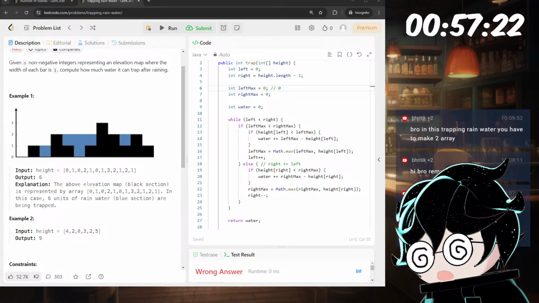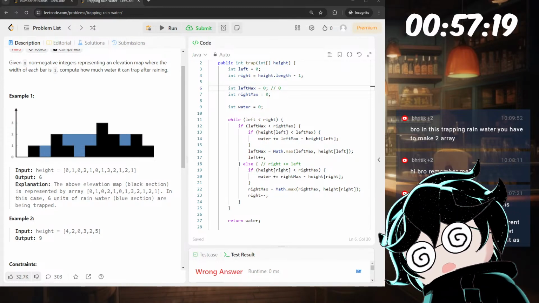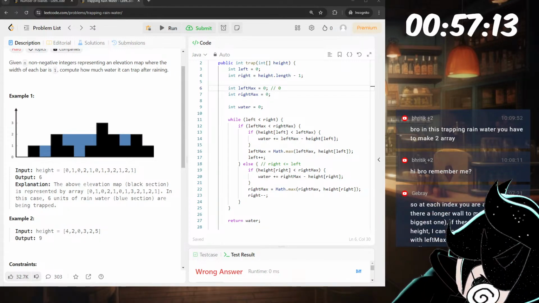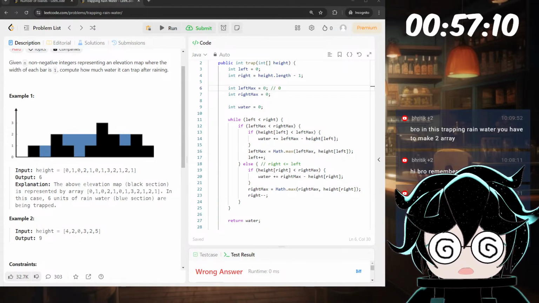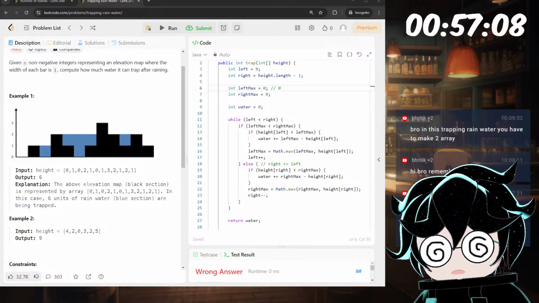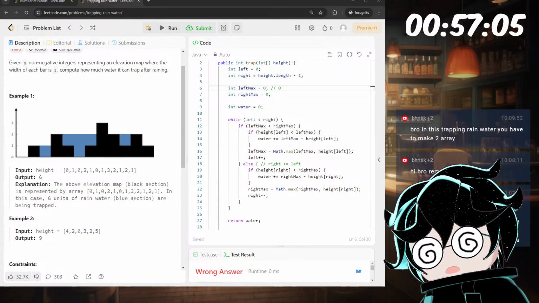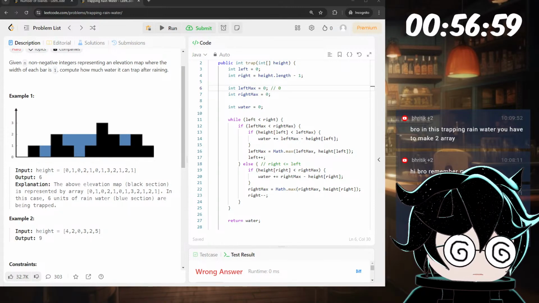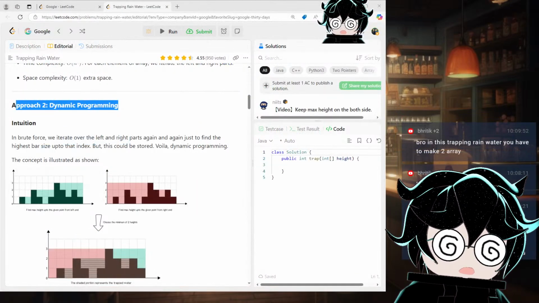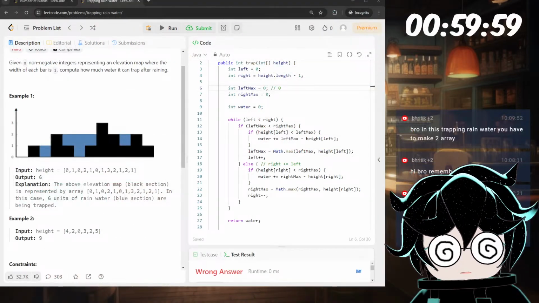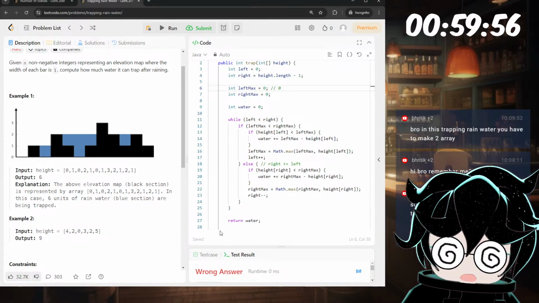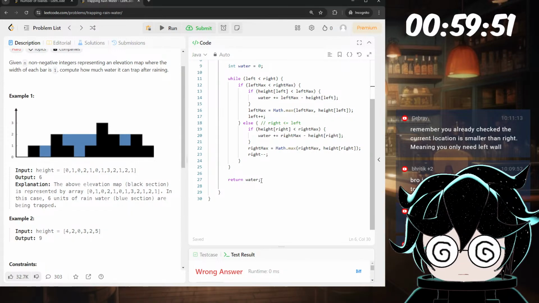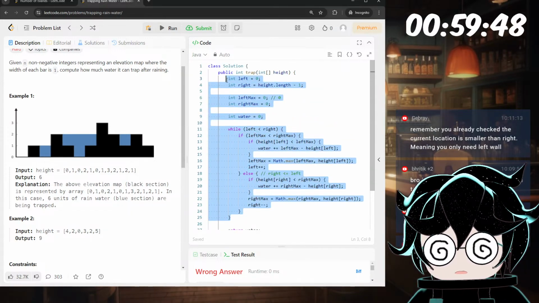Find the maximum height of bar from left up to the index. Okay, so the current maximum basically. You know what? I think I'm having a hard time understanding fully the intuition behind the greedy algorithm. I think I'll definitely try the dynamic programming way then. No, we have to start over. I'm looking at approach 2, by the way. Okay. Screw the greedy algorithm. Let's try dynamic programming.